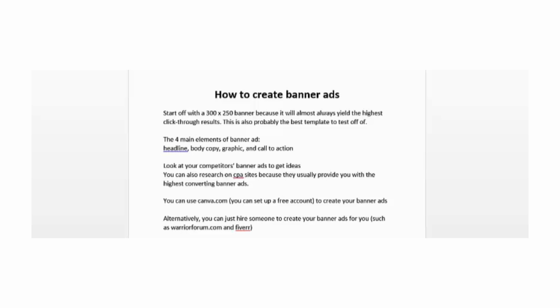Another important component there is obviously the graphic. I mean, a lot of people are visual. If they see something that they like, it'll grab their attention, right? So what you want to do is look at your competitors' banner ads. You could even go on Google Images and just type in your niche and the words banner ads, so you could get some ideas. You could also do some research on CPA sites. Those are affiliate network sites, because they usually provide you with the highest converting banner ads that you can use. So you want to get some ideas from looking at other people's banner ads and see what works.